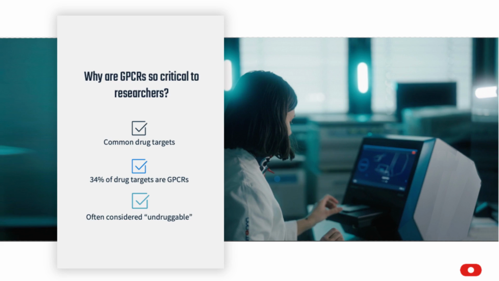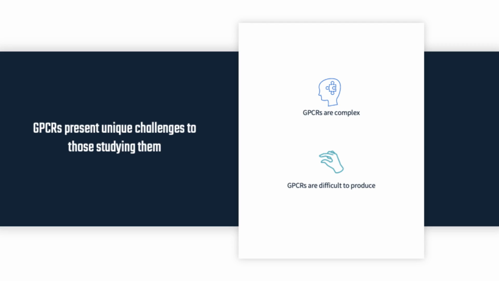Today, around 34% of approved drugs are GPCR targets. However, this 34% is only the visible part of the iceberg. GPCRs remain the most common target in drug discovery, and more than 20% have a function that remains unknown. And many of them are also considered undruggable.